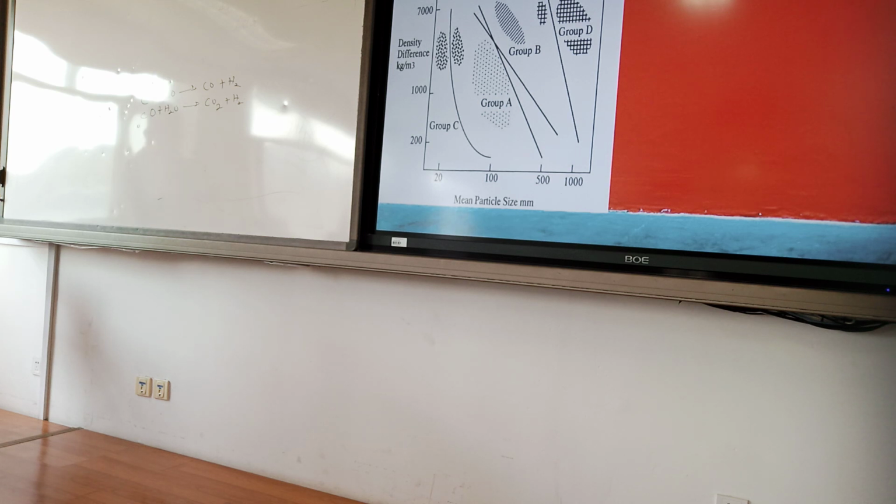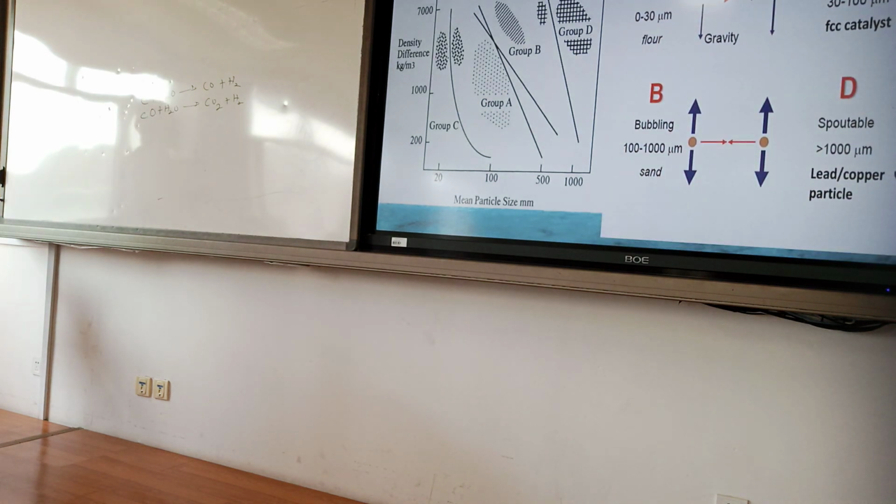So what are actually the properties of these particles? Group A particles have a size of 30 to 100 micrometer. An example is FCC catalyst. Now you can see group B particles, 100 to 1000 micrometer. An example is sand. And then group C is cohesive particles, from 0 to 30 micrometer. An example is flour.